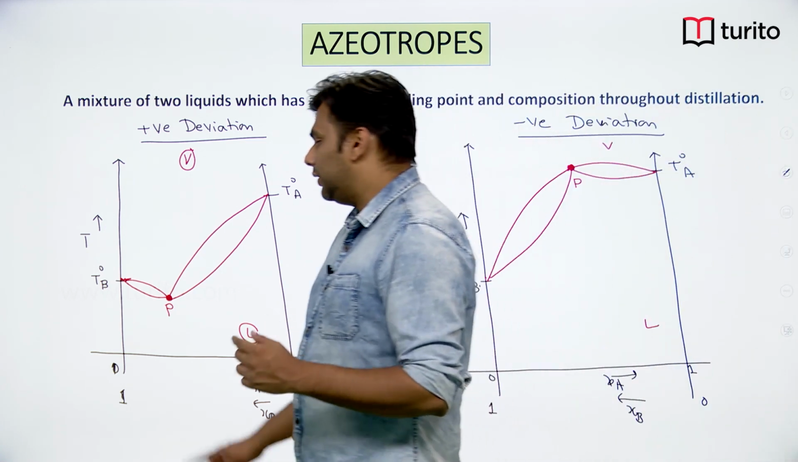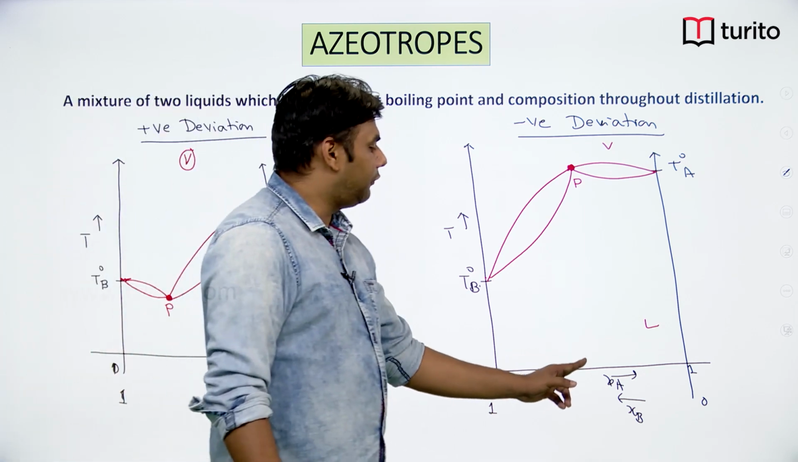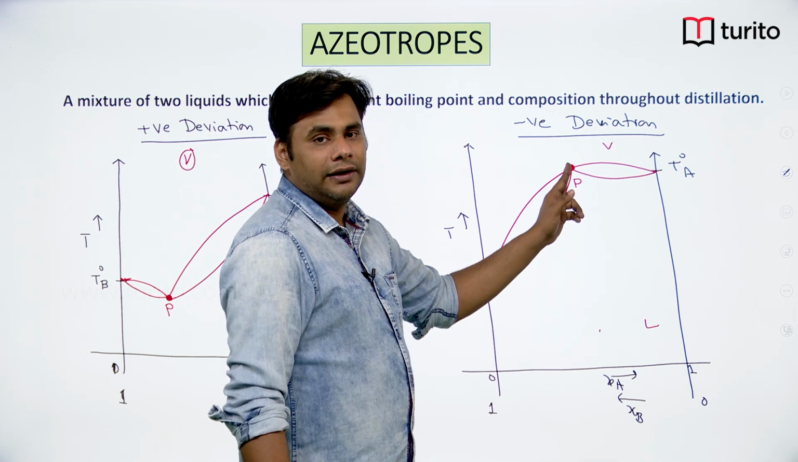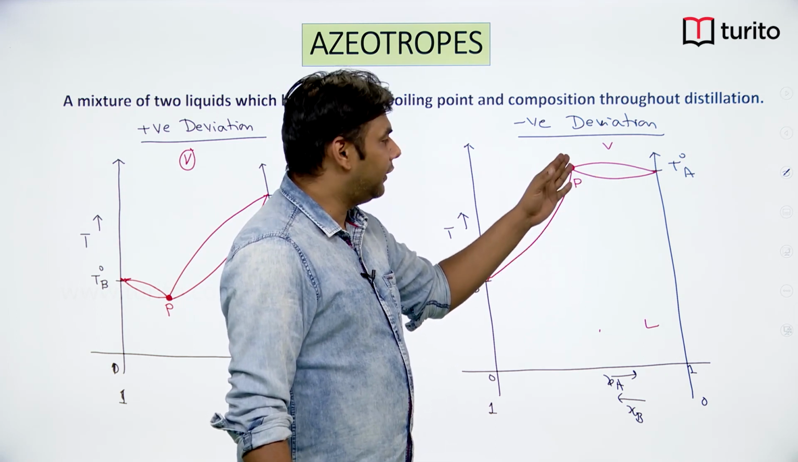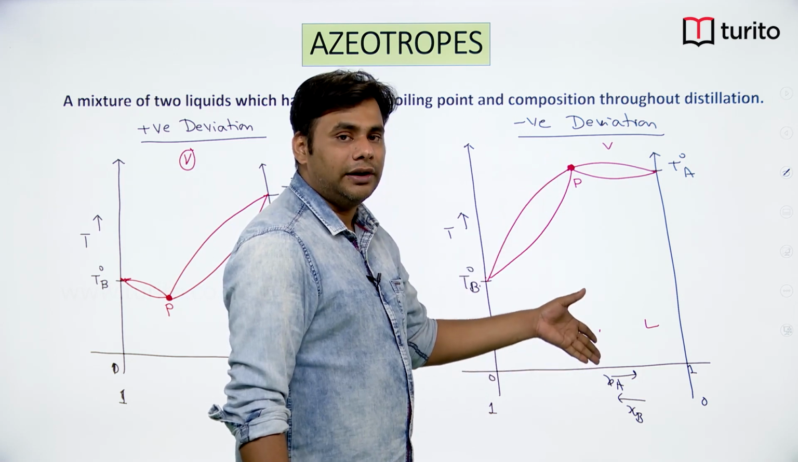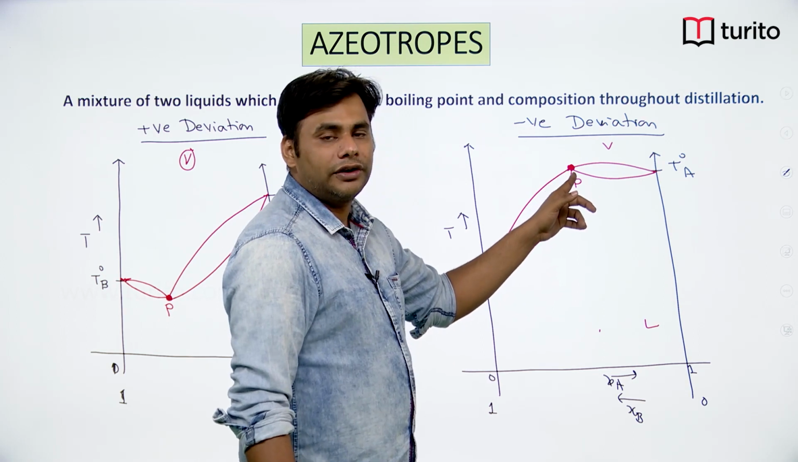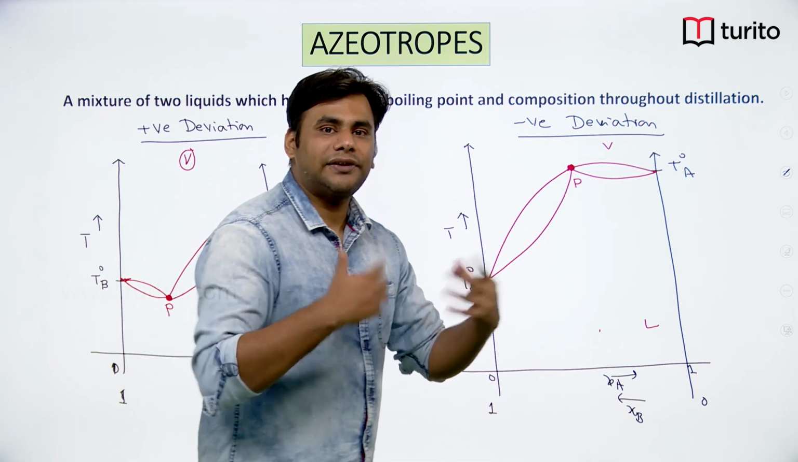So this point is your azeotrope. P point is your azeotrope, because if you heat till this point, we'll get the vapor. The vapor will have some concentration. Now when you condense it back, the liquid will have the same concentration as that of the vapor. So this is called an azeotrope. It behaves as a single liquid.